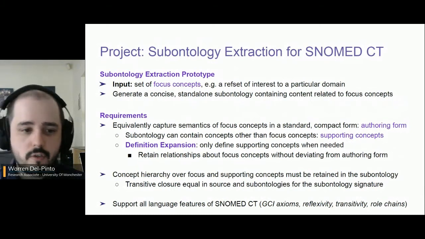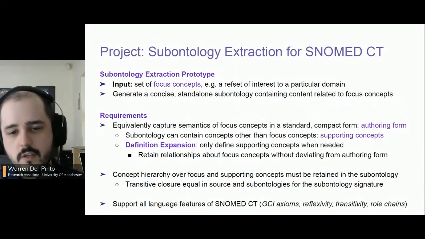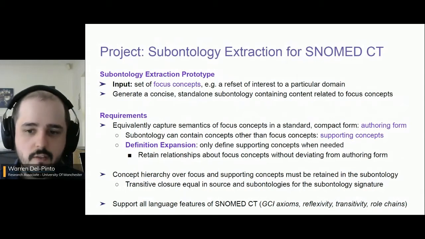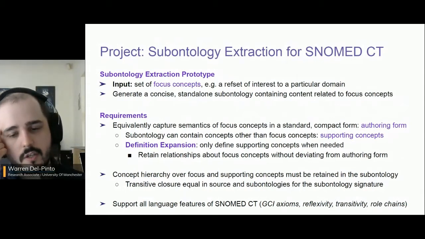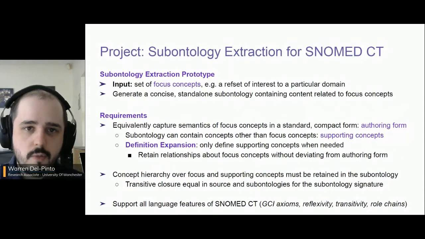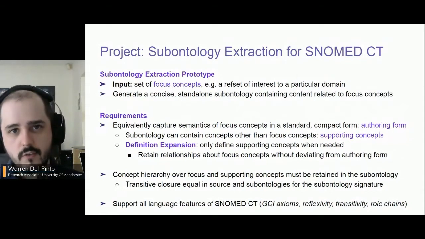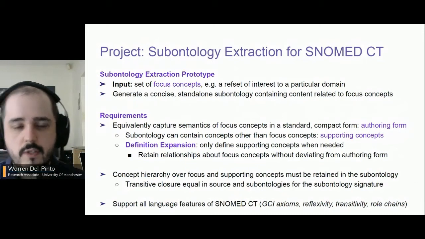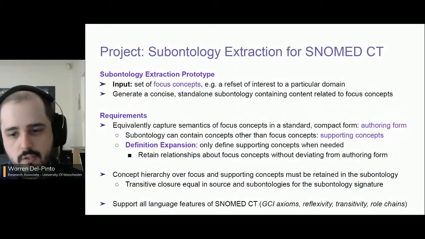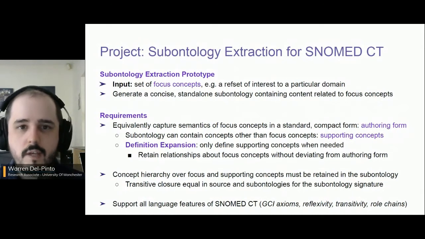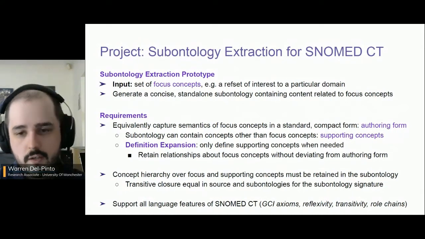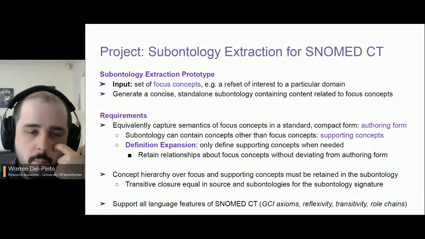So if you have a collection of concepts or classes in SNOMED CT, we want the subontology to retain that hierarchical structure without changing it. The only change that there should be is that it should be constrained to the set that we're interested in. So the transitive closure with respect to the original source ontology and the subontology of the hierarchy should be the same up to the signature of the concepts we're interested in. And of course, the supporting concepts that we bring in.